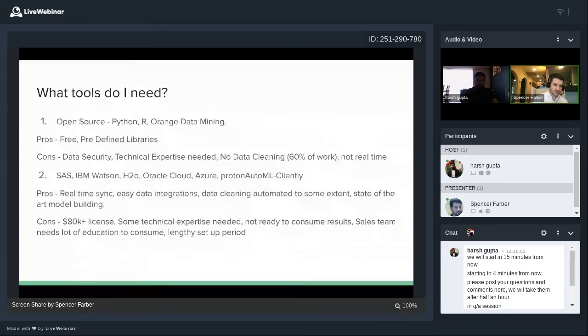Some of the cons: some of these apps are extremely expensive, $80K per license plus. Still, some are not easy to implement. You still might need an engineer. They're not giving you consumable results. They're giving you an output of data, but then you're still going to need several data analysts to go through and figure it out. And then sales teams need a lot of education to consume it, and potentially a lengthy setup period.